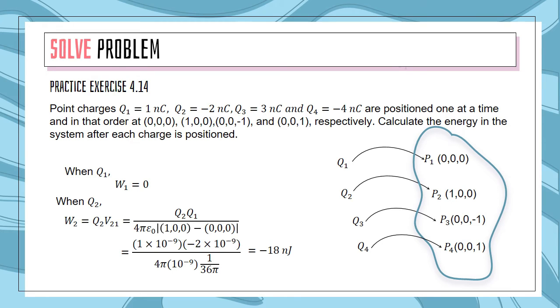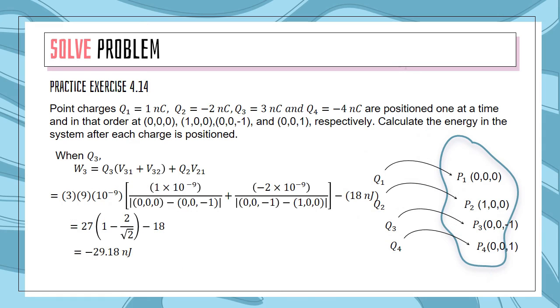So next, we find the work done for Q2. The equation for the work done for Q2 is equal to Q2 V21 plus work done 1. As we know, work done 1 is 0, so we simply find V21, which is Q1 over 4 pi epsilon naught times the magnitude of the position, which is (1,0,0) minus (0,0,0). So we will get negative 18 nanojoule.